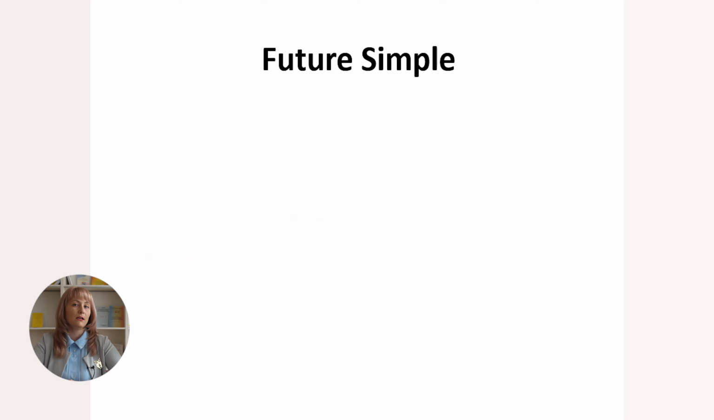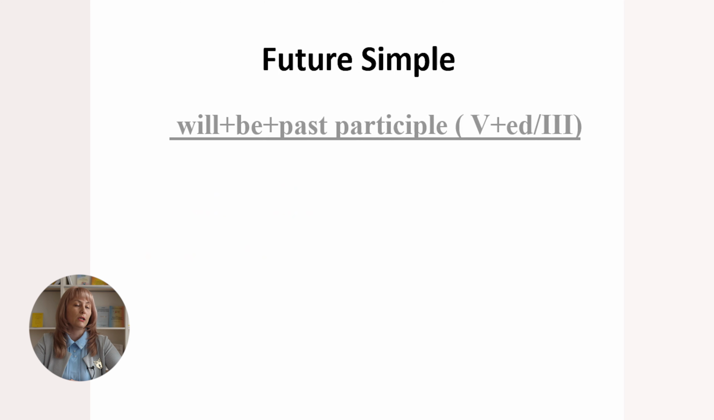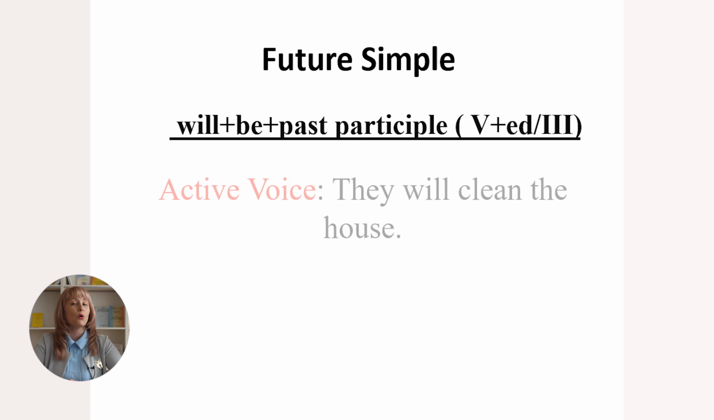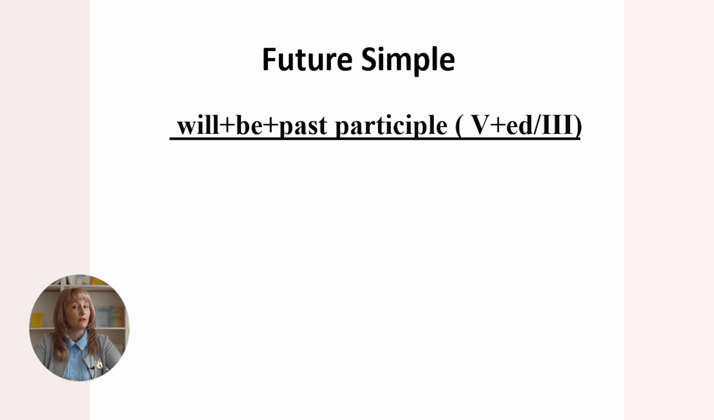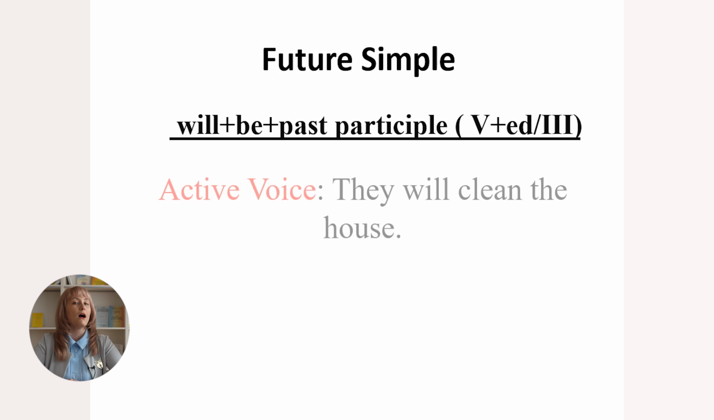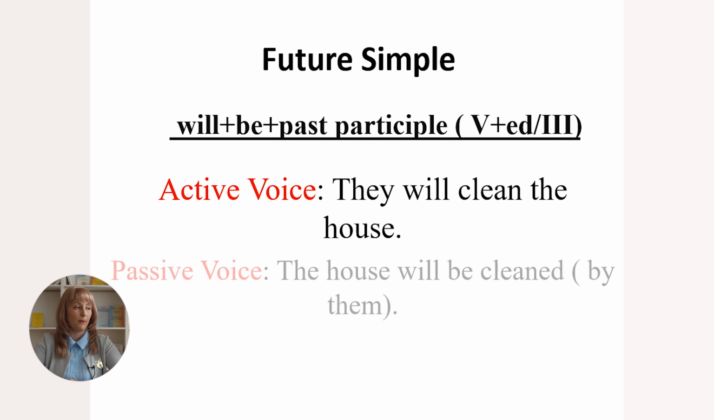Okay, great. Future simple. Let's see how we can use it in passive voice. Of course, we have will plus be plus past participle of the meaningful verb with the ending ed and of course the third form of the irregular verb. Let's see the following example. Active voice, they will clean the house. How can it be transformed into a passive one? Let's see. The house will be cleaned by them.